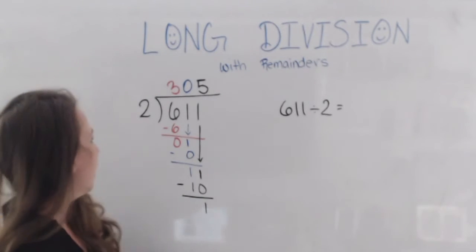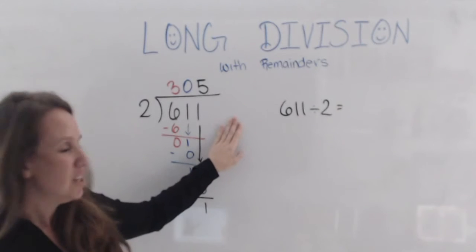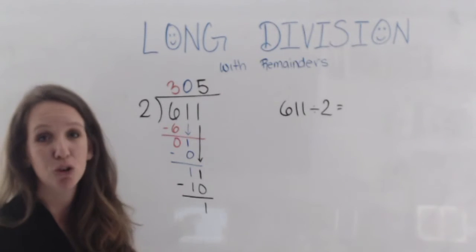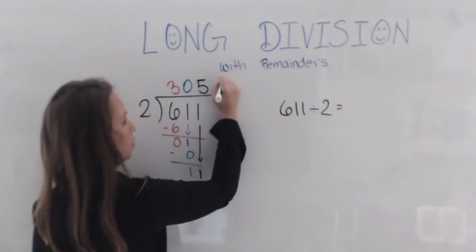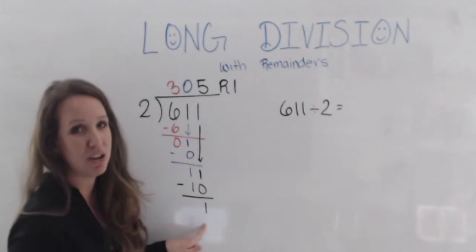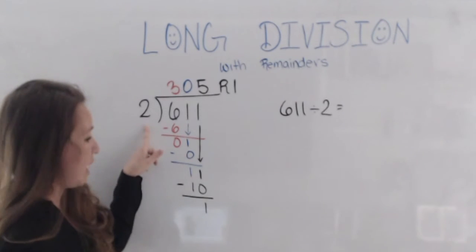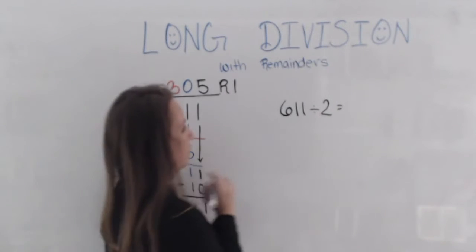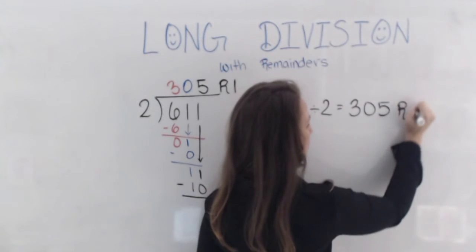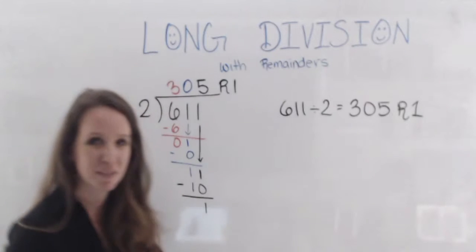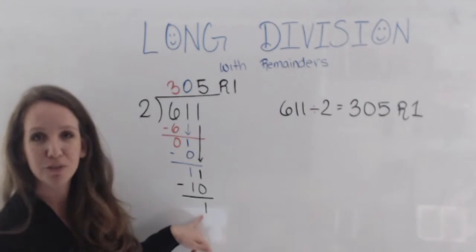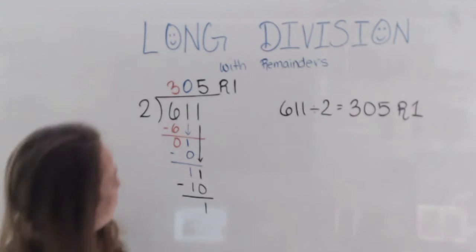But here's the thing. I don't have any more numbers over here. So I have this one extra one, but no more numbers. So whenever you have leftovers or remainders, we're going to write remainder and how many we have. 1. Now this number should never, ever, ever be more than or equal to that number, which is perfect right now. So 611 divided by 2 is 305, remainder 1. Okay, that's it. That's the only difference from what we did yesterday to today. We have remainders. Let's try one more together.